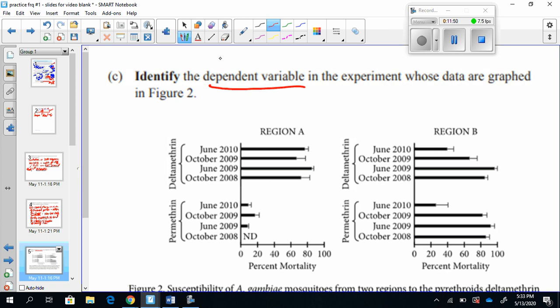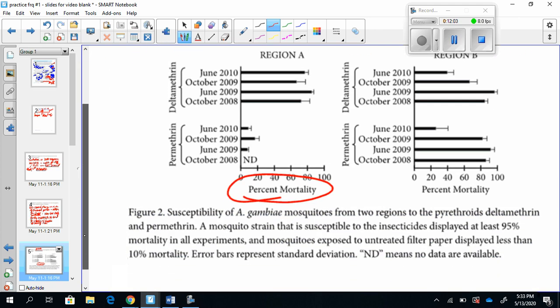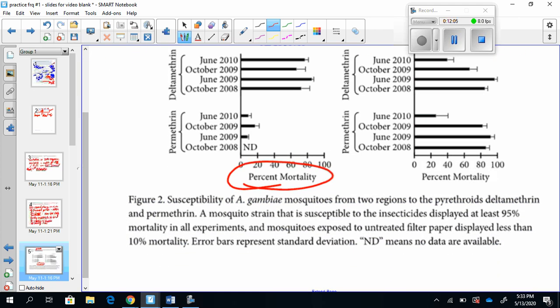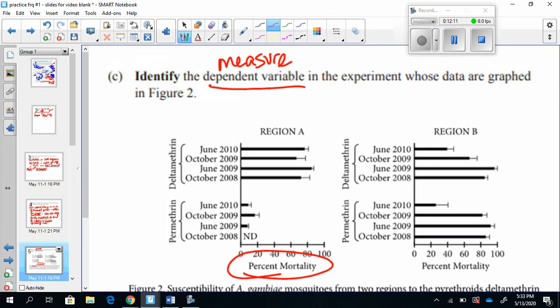All right, identify the dependent variable. So the dependent variable is what you measure in your experiment. So we were measuring percent mortality. Percent mortality is what was measured. Or you could call it susceptibility. Either one is fine, but that's what you measured. And when it says identify, you really just have to write what it is.